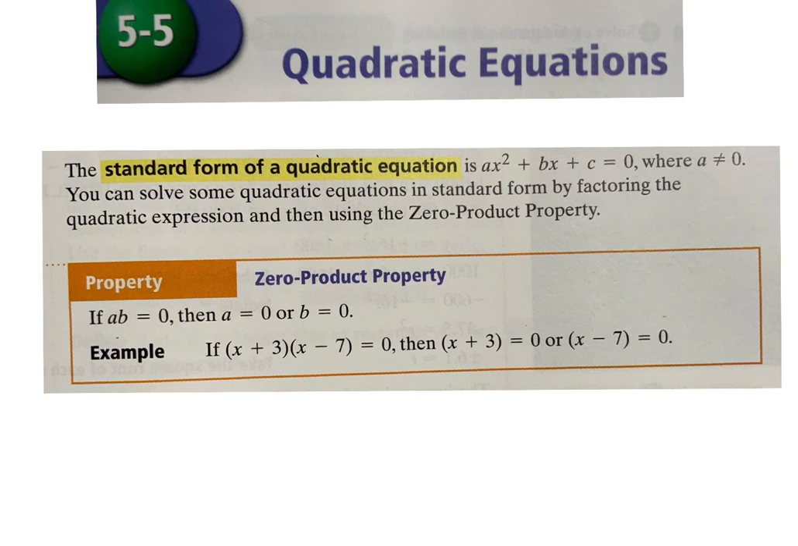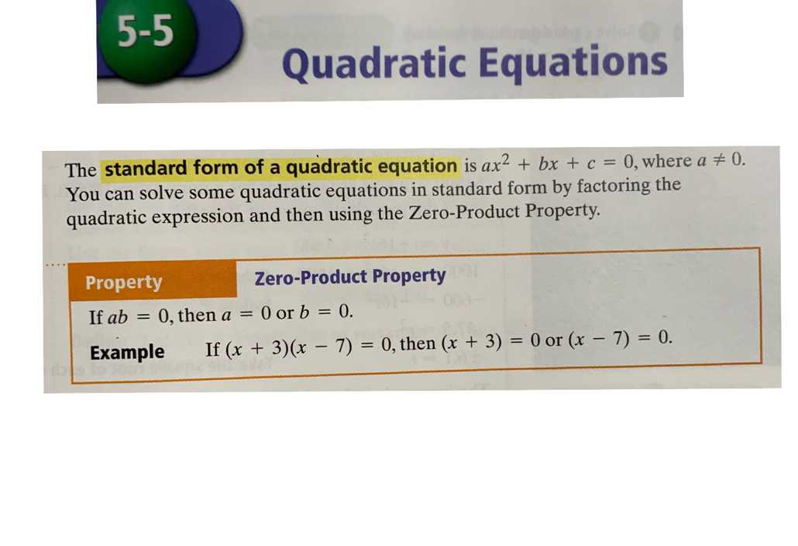So we talked about quadratic expressions. That's what we've been doing. We've been factoring. The difference between an expression and an equation is an equation has an equal sign, hence the term equation. Standard form of a quadratic equation looks just like the standard form of a quadratic expression, ax squared plus bx plus c, but now we have equals 0.